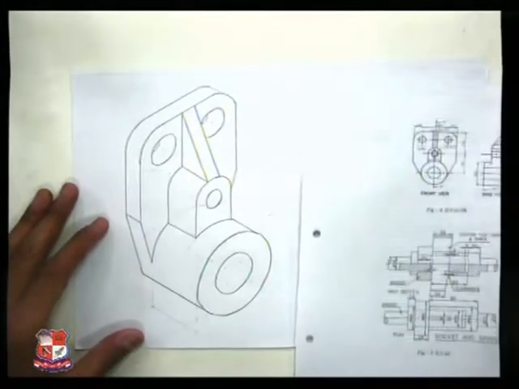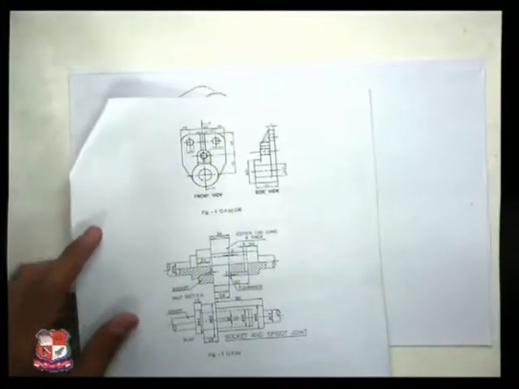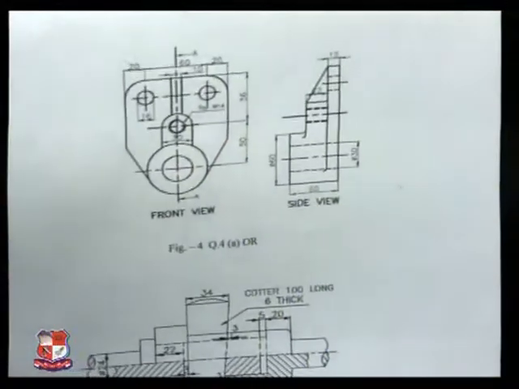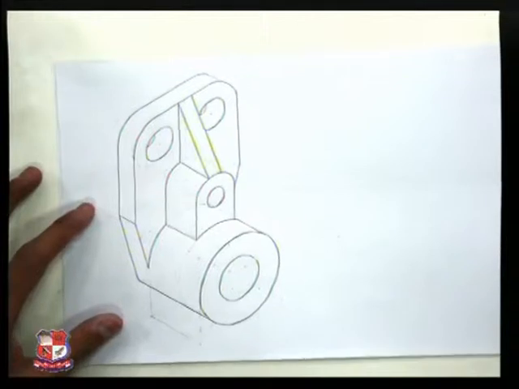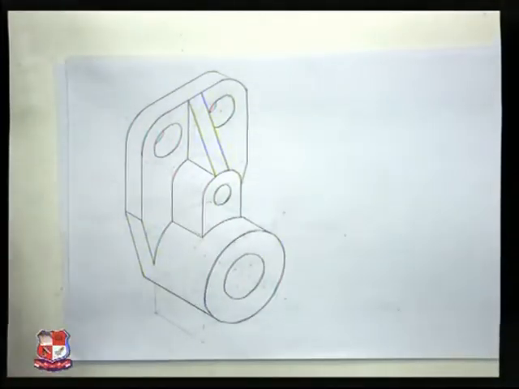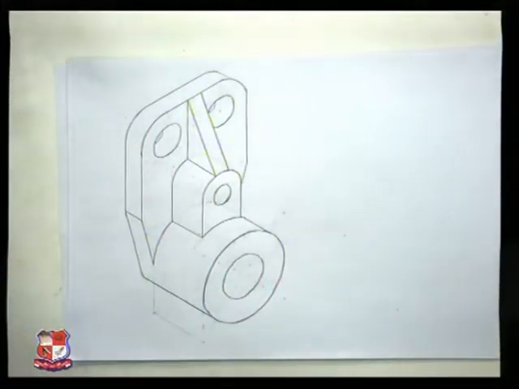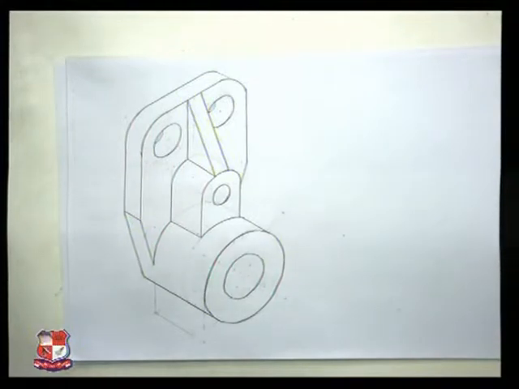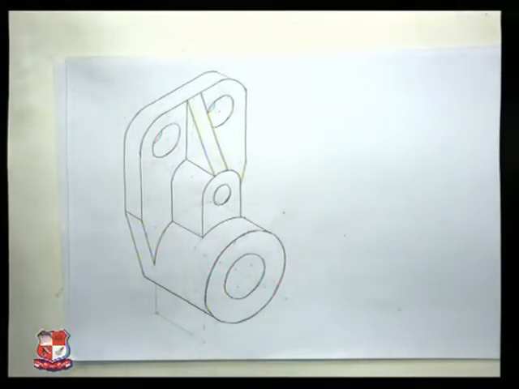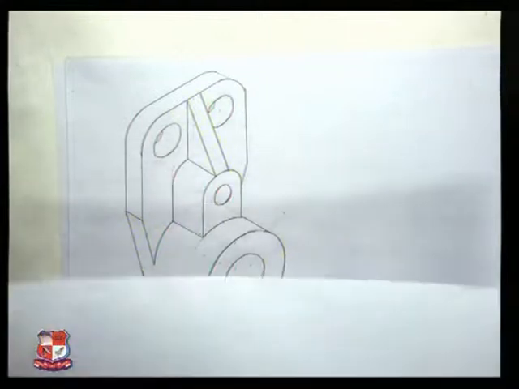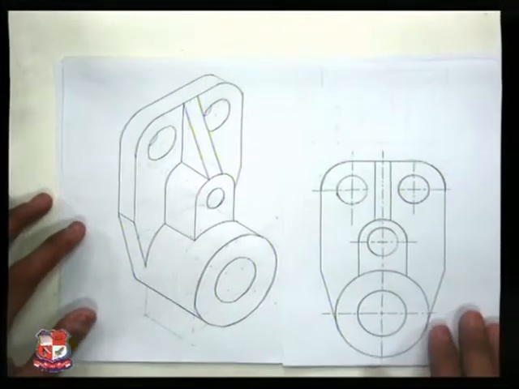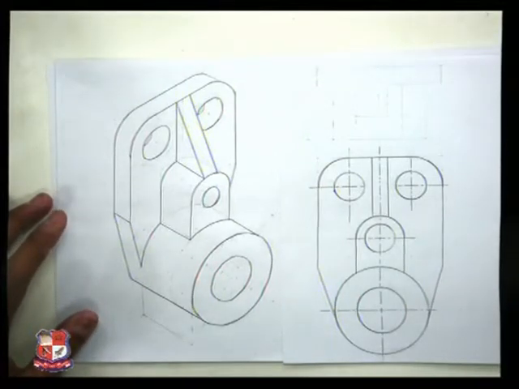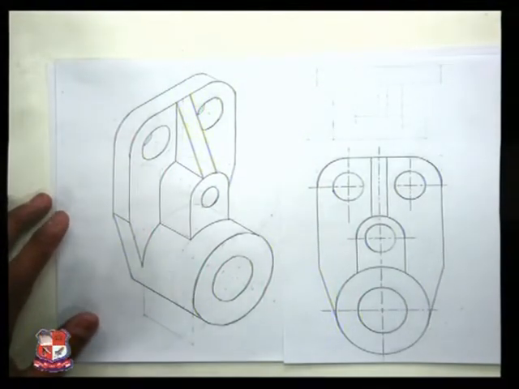This is the isometric view of the object, and this is the given data. So first of all, you roughly draw the isometric view of the object, not needed to be drawn to scale. Then after, draw its front view like this. You can draw this front view. It's not difficult to draw this view.